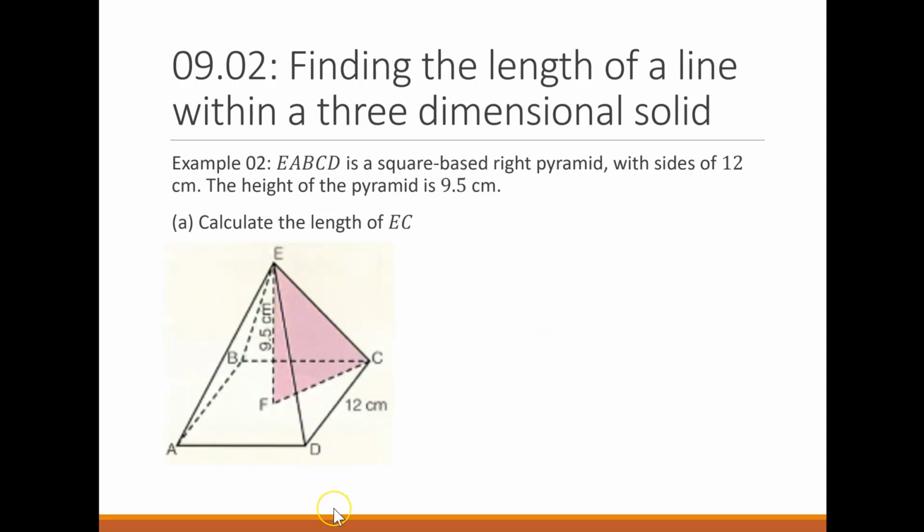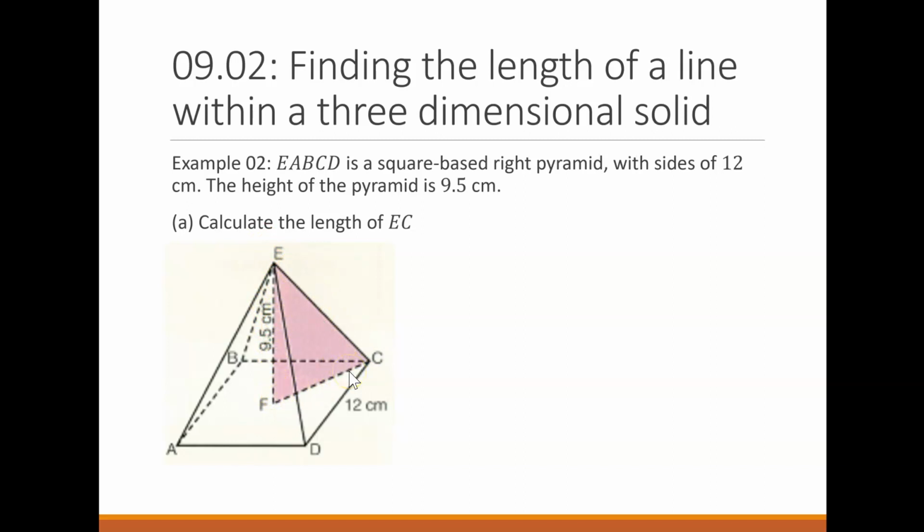So here's my picture. Again, since we're looking for EC, I drew a calculation triangle that involves EC and at least one of my pieces. The pieces that I knew were the height as well as the side length. So I drew that here as my pink triangle.